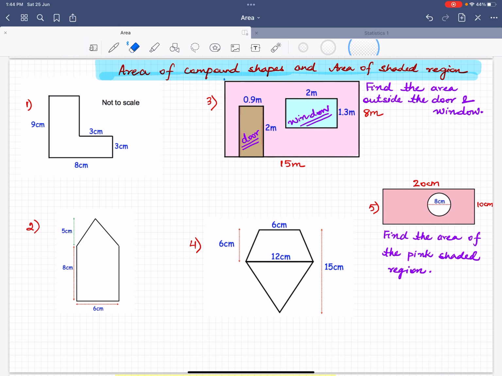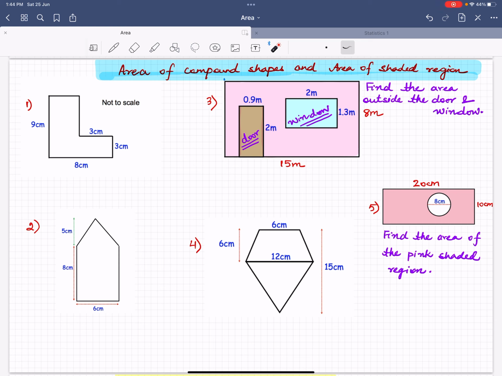For example, in question number 1, two rectangles are combined. In question number 2, a triangle and a rectangle are combined. And in question number 4, a trapezium and a triangle are combined. So let's start by finding the area of the first question.